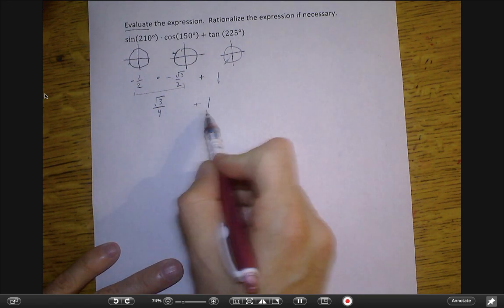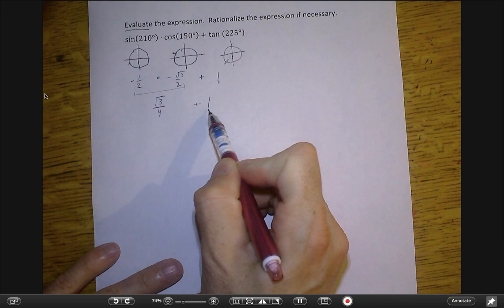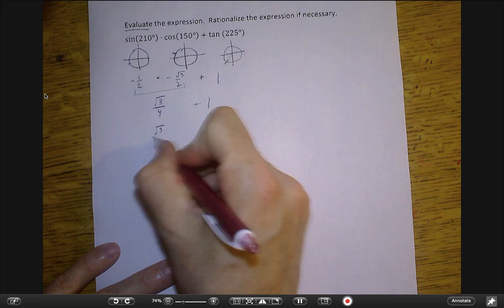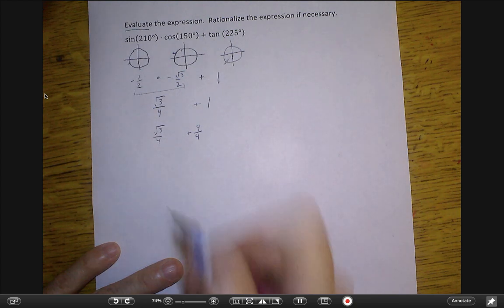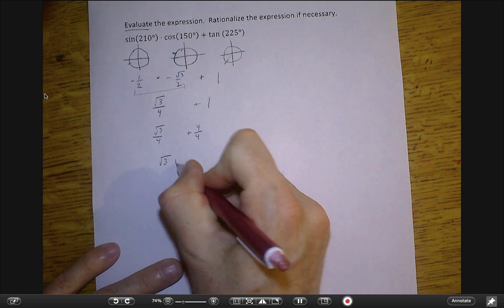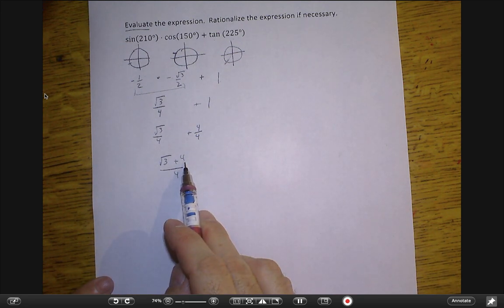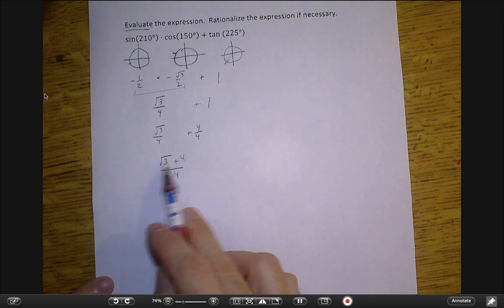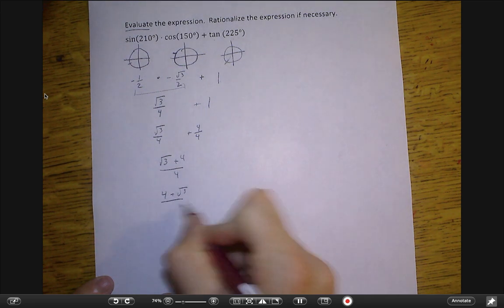Now I'm going to choose to add these two terms together. In order to add, I need to have a common denominator. So this is root 3 over 4, and 1 is really 4 over 4. Pretty close to the result. Root 3 over 4 plus 4 over 4 is going to be root 3 plus 4 over 4. Now typically we tend to write the rational number or the integer before the irrational number in the numerator. So typically it should look like this.